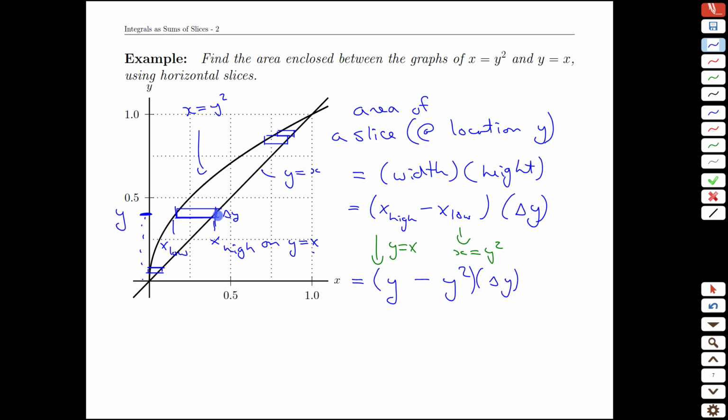So this y minus y squared gives us the location. You give me a y value, I'll tell you what the x value is, that's y. I'll subtract off the location of the parabola, that's y squared. That'll give us a width overall. Then we multiply by the little unit of height, delta y here, and that gives you the area of the slice.